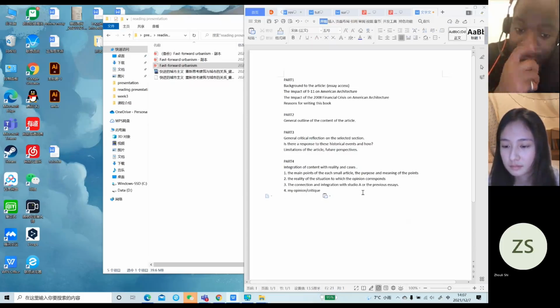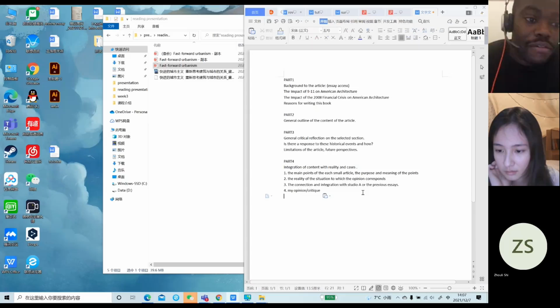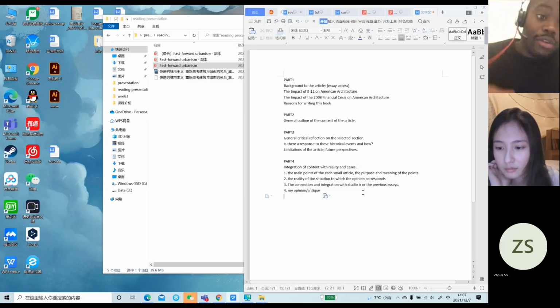And with the integration with other texts, you've been in all the presentations of your classmates, right? So you have handouts of all those texts. If you can put an aspect of that text in your essay, suddenly your essay becomes a lot stronger.